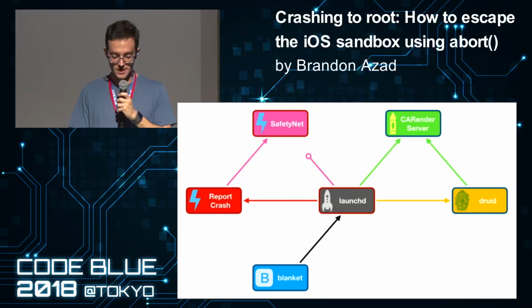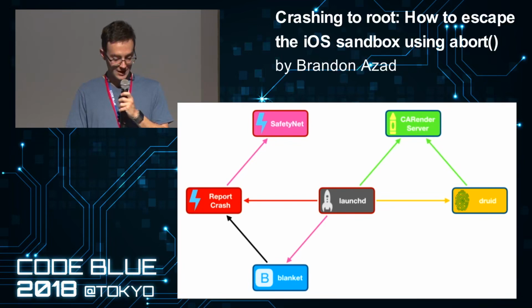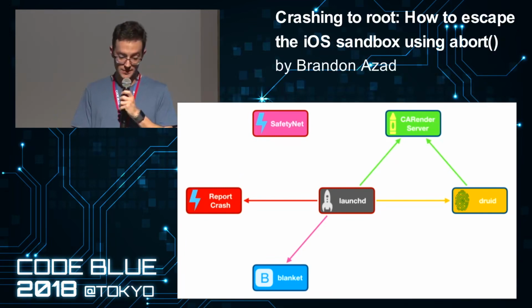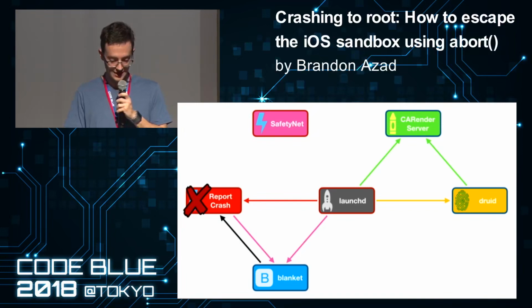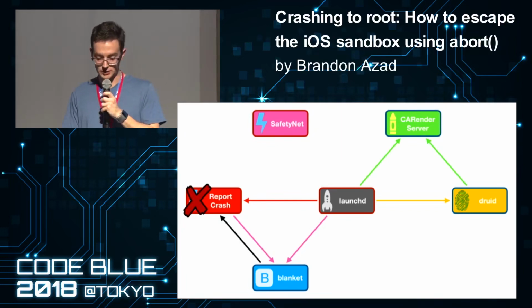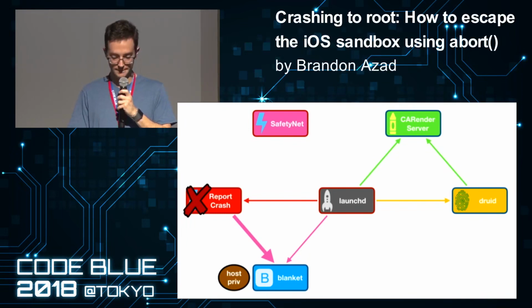We now register a bunch of dummy mock services with LaunchD until one of them reuses SafetyNet's port name, at which point LaunchD now thinks that we are SafetyNet. Now we send a message to report crash, causing it to crash, and when report crash starts up again, it's going to ask LaunchD, hey, who is SafetyNet? And LaunchD will reply that we are SafetyNet, and so report crash will register us as its exception handler. We now send another message to report crash, causing it to crash, and this time we are the registered exception handler. So we get the exception message. We then use report crash's task port to extract the host proof port, which we save for later.